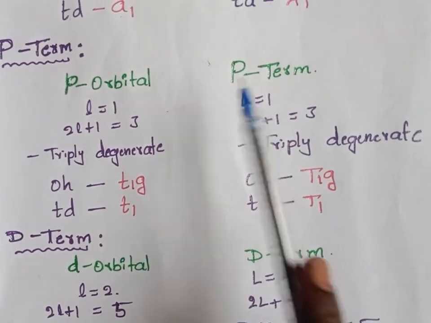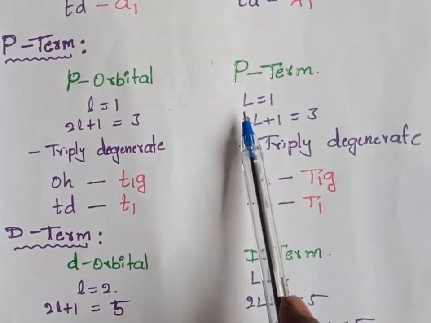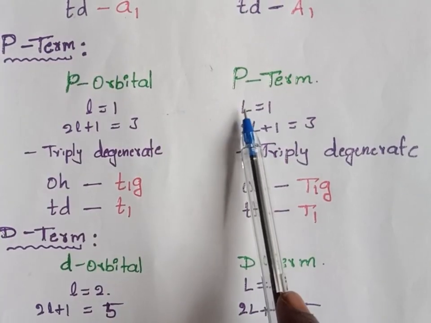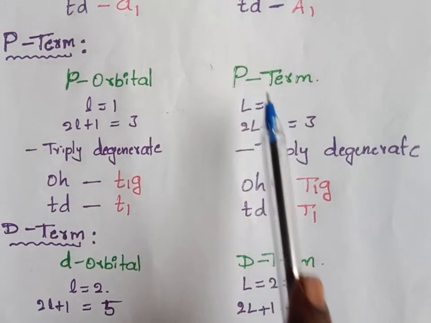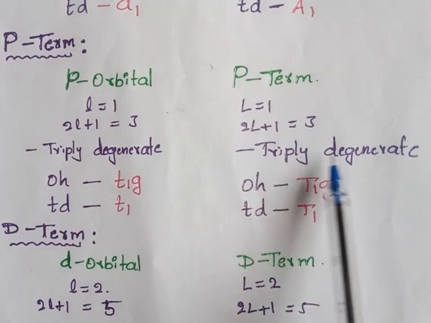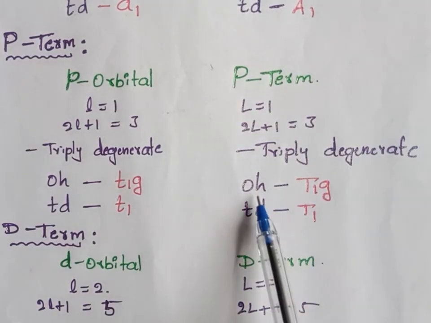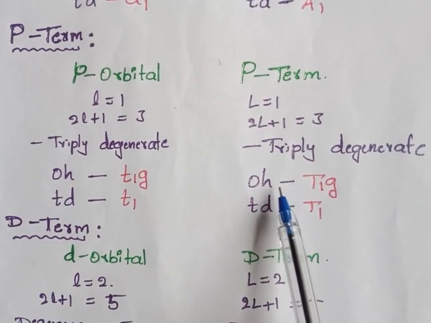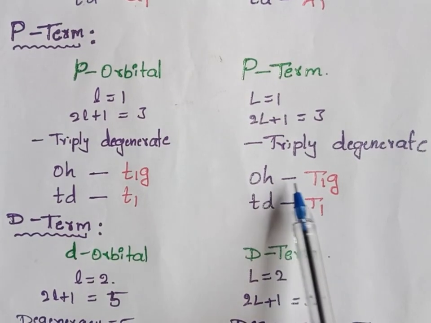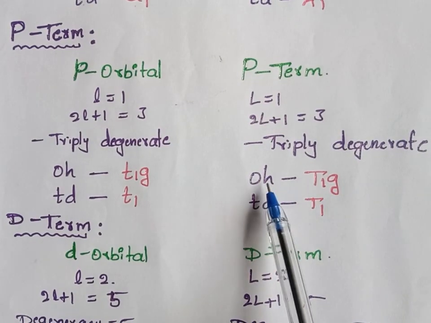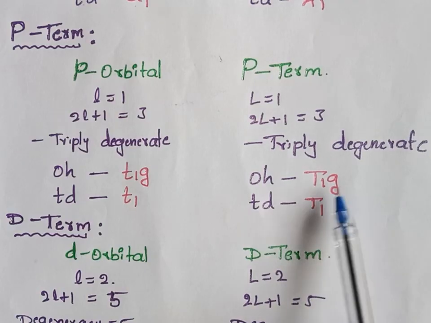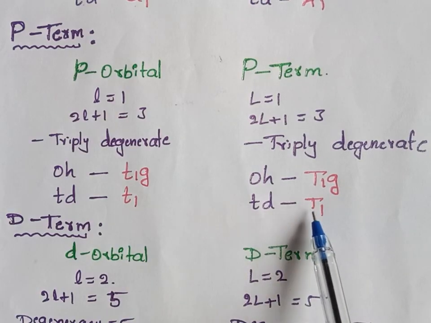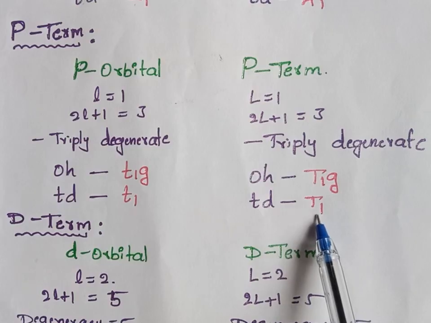Whereas for the P term, the total orbital angular momentum capital L is 1 and the degeneracy of the P term is 3. It is triply degenerate and cannot split into further energy levels. It remains as a single energy level. In an octahedral field, it is designated as capital T1g, and in a tetrahedral field, as capital T1.